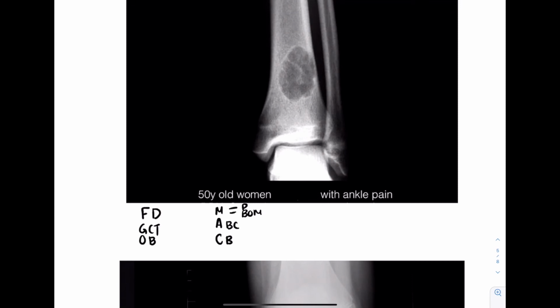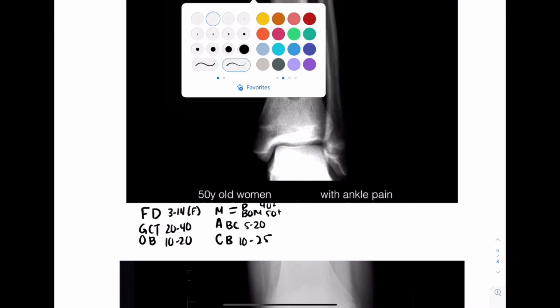All right, and then we'll do our ages, 3 to 14, keep forever. GCT is 20 to 40, OB is 10 to 20, 40 plus, 50 plus, ABC is 5 to 20, and CB is 10 to 25. I do it so many times, you know. Okay, so now let's start with just age to narrow stuff down.